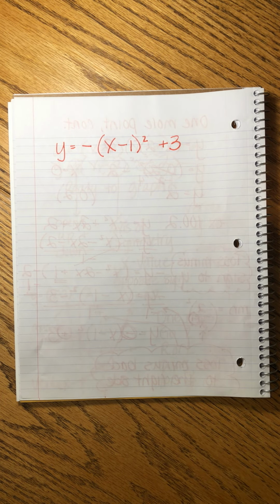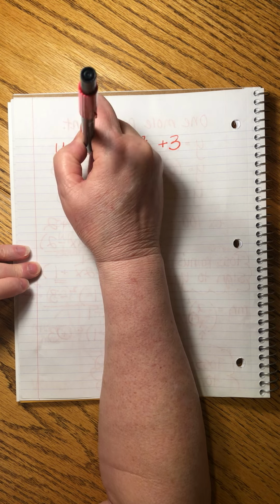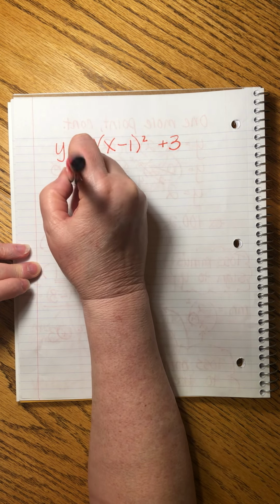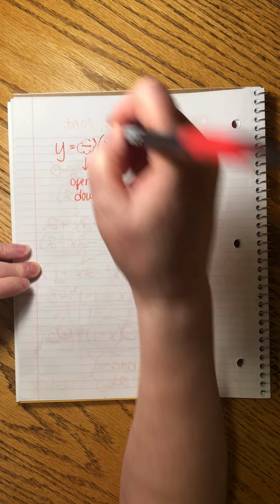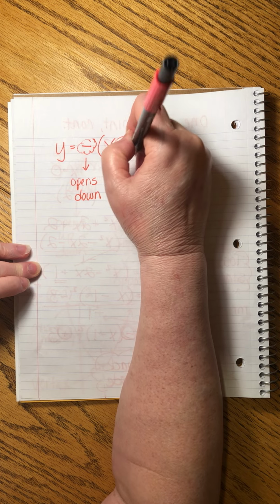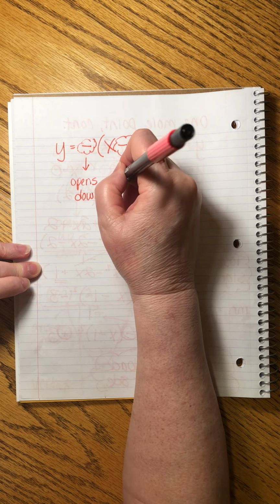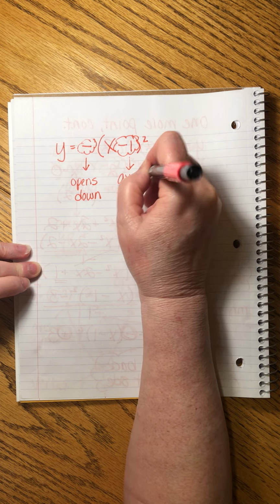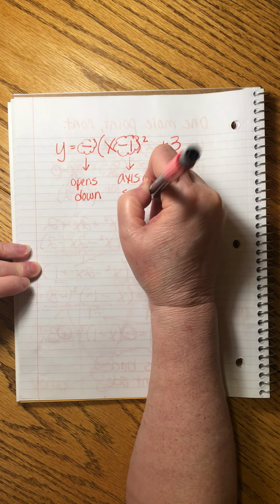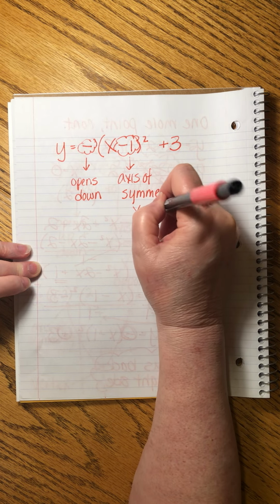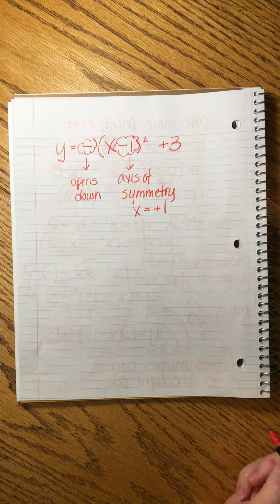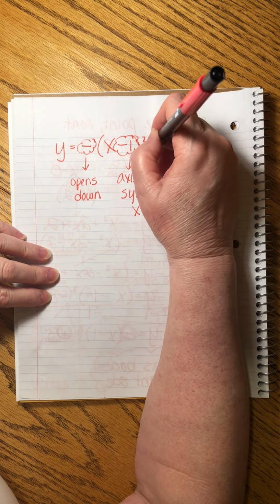All right, so this tells us that this graph is going to open down. All right, this tells us that the axis of symmetry is at x equals +1. That's the one where we have to choose the other sign, plus or minus sign.